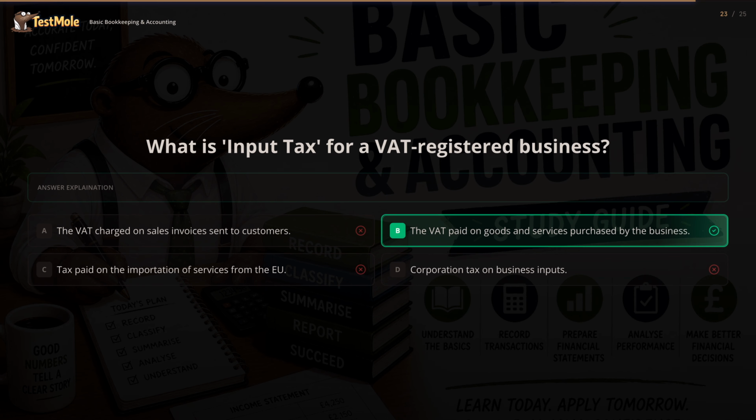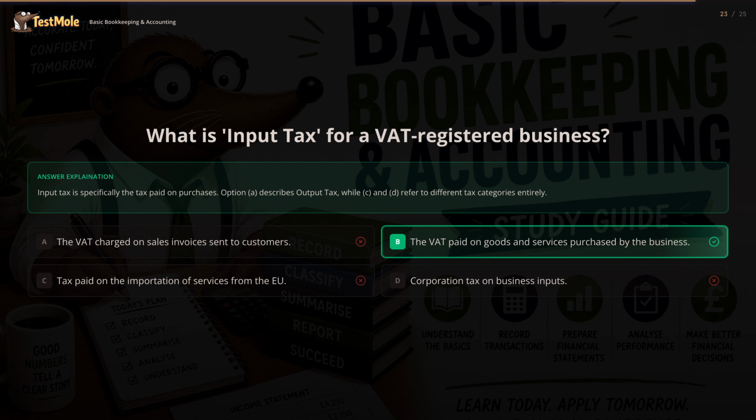The answer is B. Input tax is specifically the tax paid on purchases. Option A describes output tax, while C and D refer to different tax categories entirely.